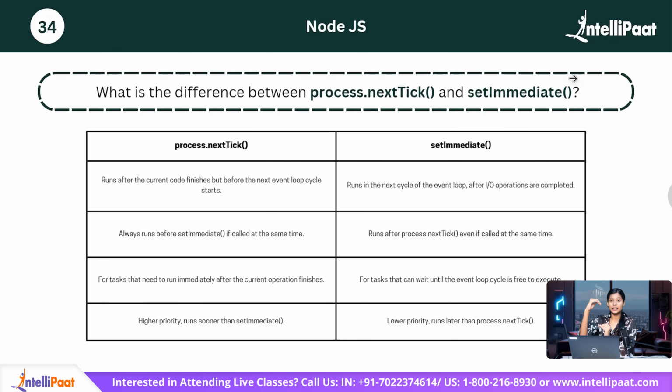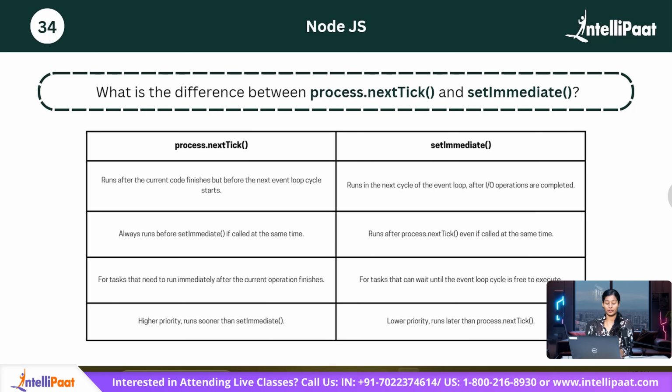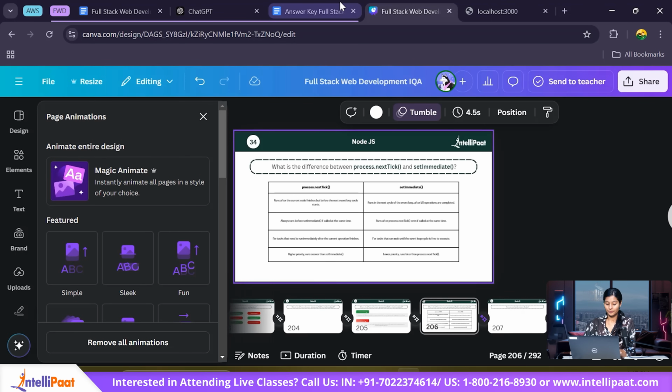Process.nextTick has a higher priority than setImmediate. Process.nextTick is used for the tasks that need to run immediately, but after the current operation is finished. For setImmediate, it can wait till the end of the event loop cycle. Process.nextTick is high priority. setImmediate is lower priority. Let's look at the code.